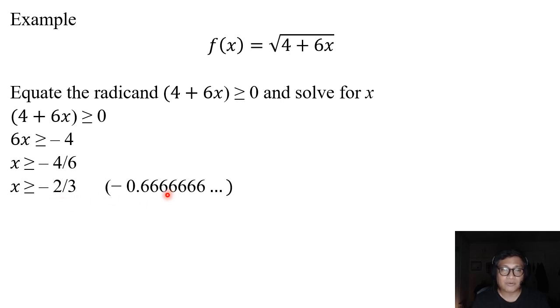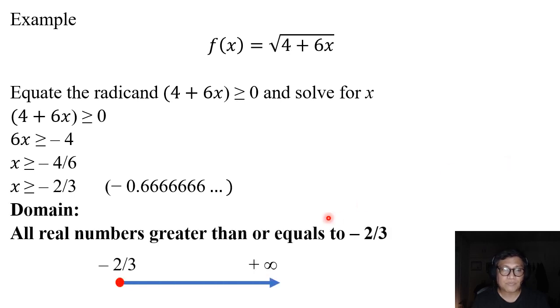So what will be our domain? Again, the domain tells us the result of your x, which is greater than or equals to negative 2/3. So any value that is greater than or equals to negative 2/3 will satisfy these functions. So those are the values of your x, or the domain. So we could say now that all real numbers greater than or equals to negative 2/3 will be the domain for this function. Or in graph, we can have this one.